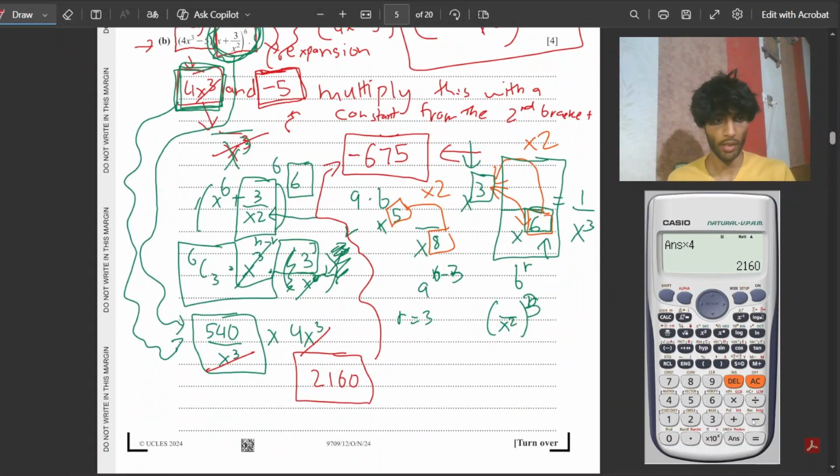So all I'm going to do is I'm going to do this thing minus 675. That's going to be 1485. This is the term that is going to be independent of x.